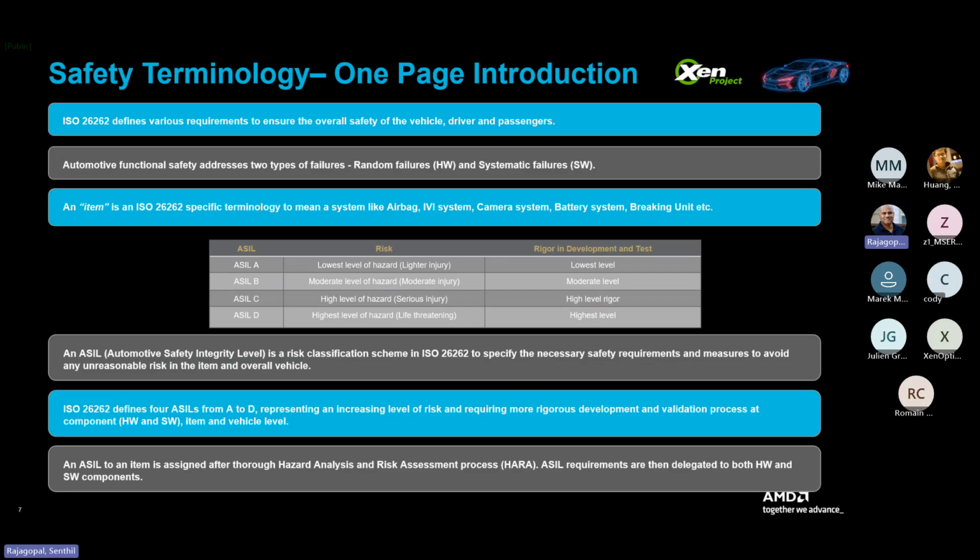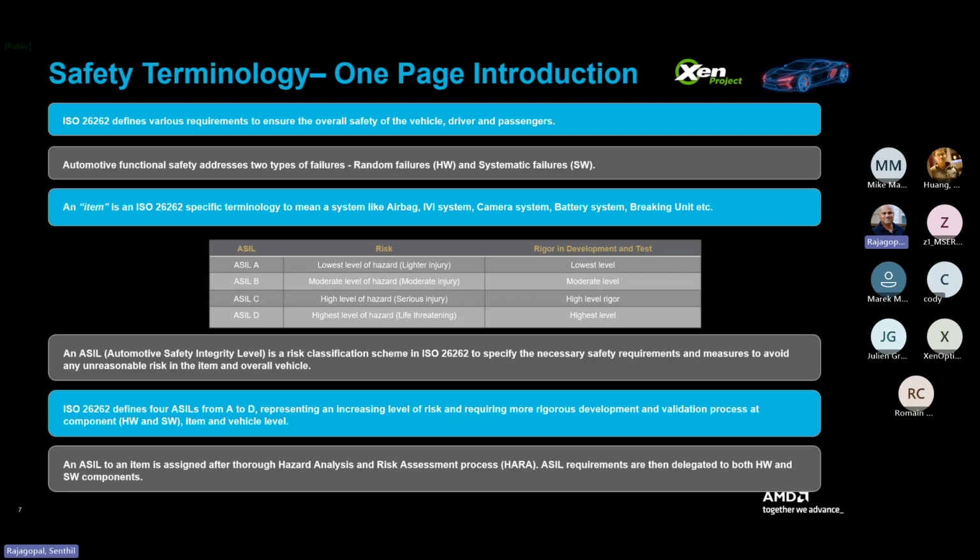A powertrain will be considered as an item. So the item has different hardware and software components. When you assign a safety integrity level, that's called automotive safety integrity level. The automotive safety integrity level is a risk classification scheme as per ISO 26262.